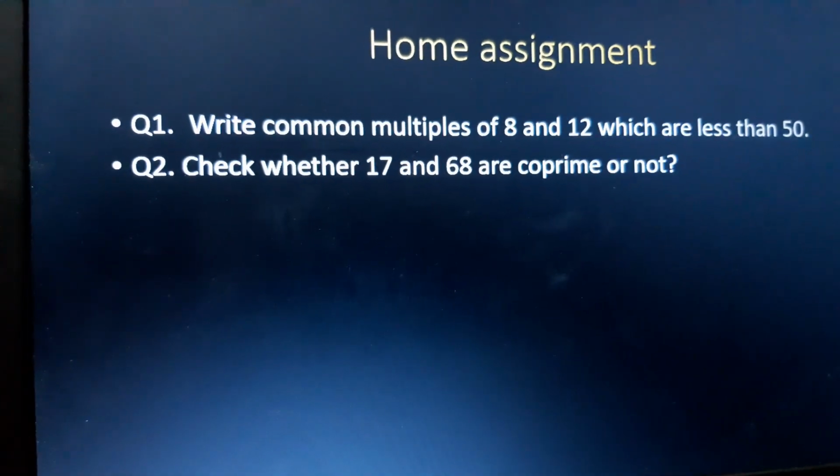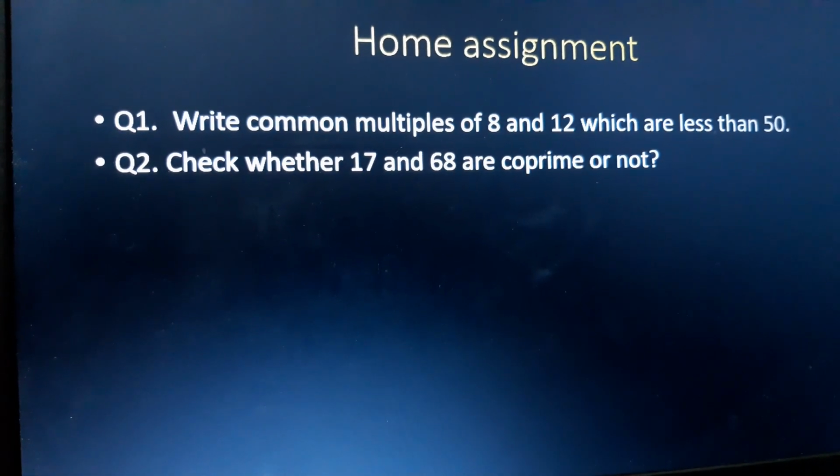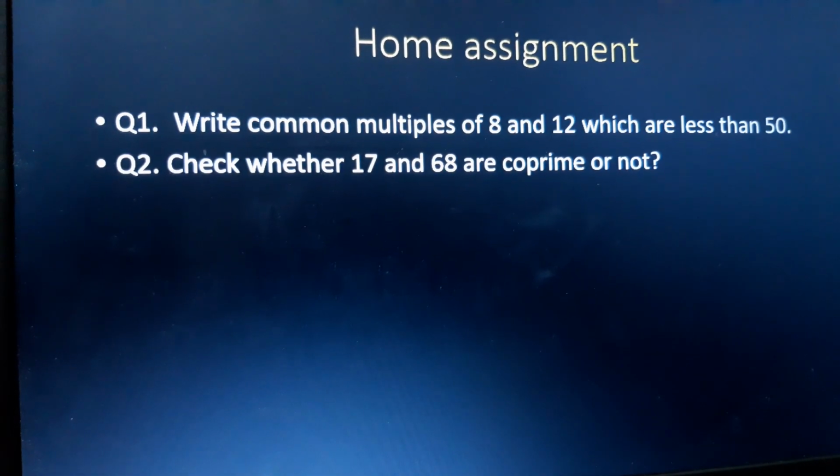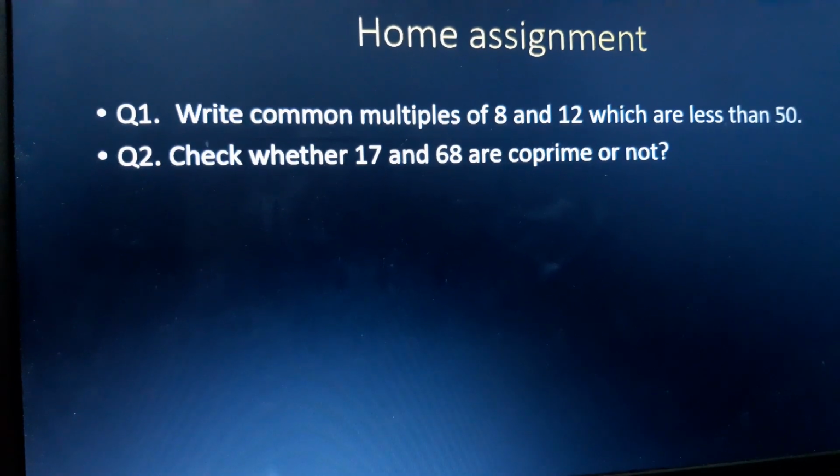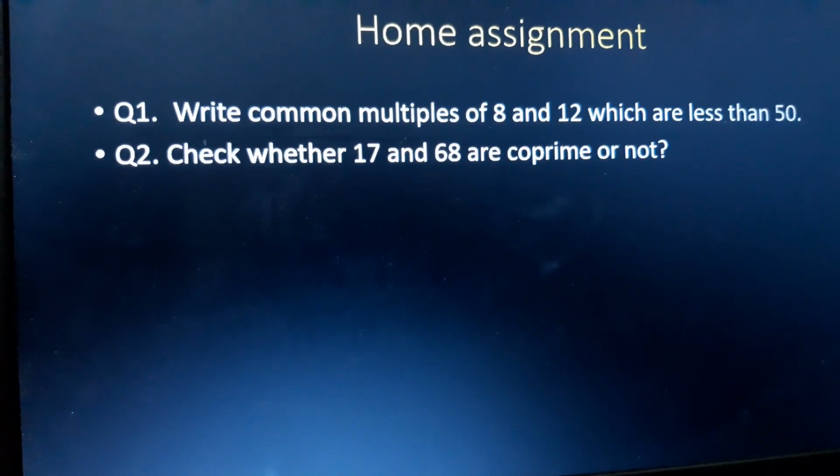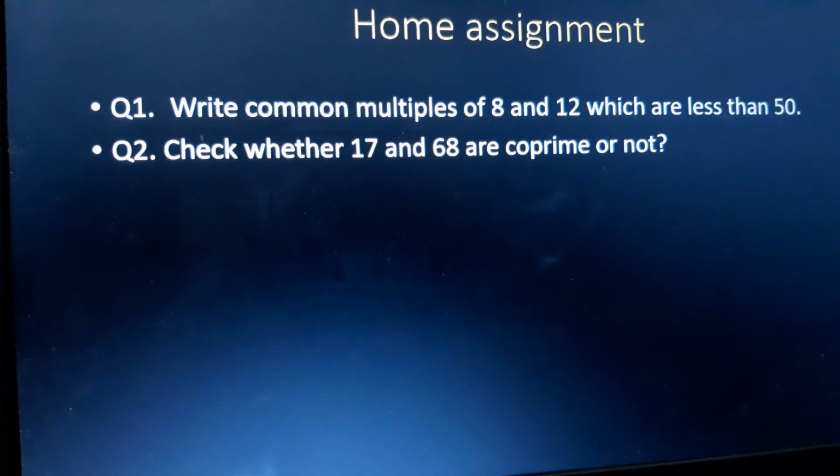Now your home assignment is question number 1. Write common multiples of 8 and 12 which are less than 50. Second question is, check whether 17 and 68 are co-prime or not.